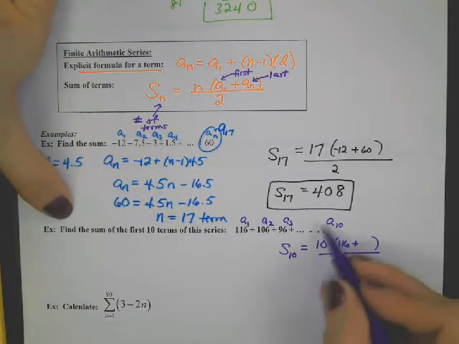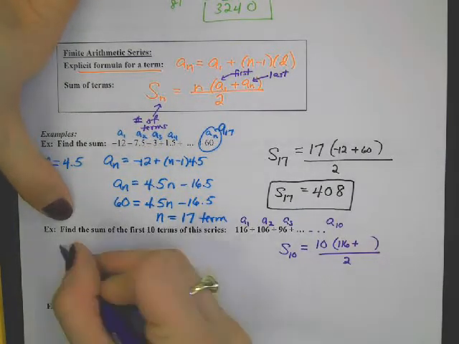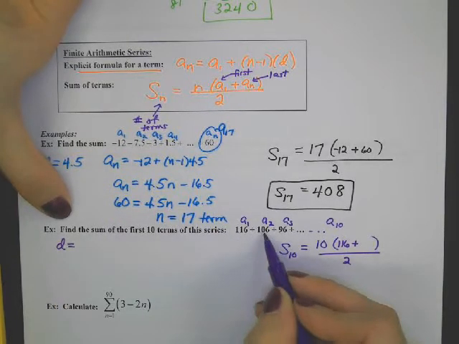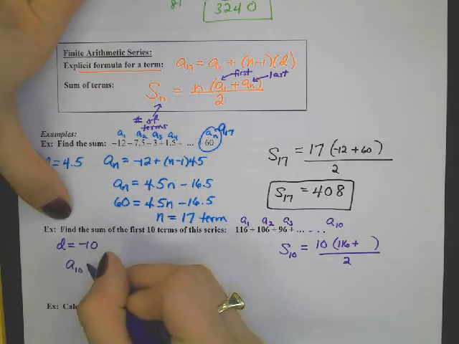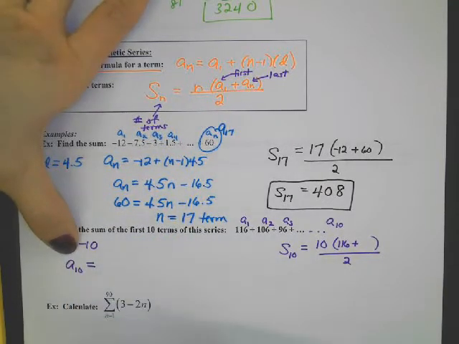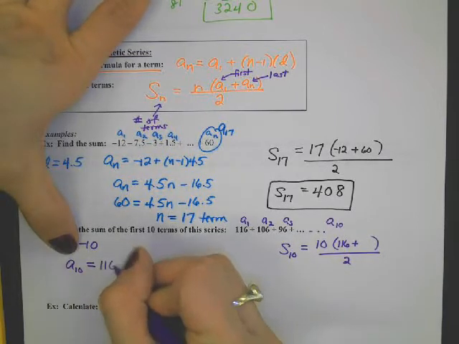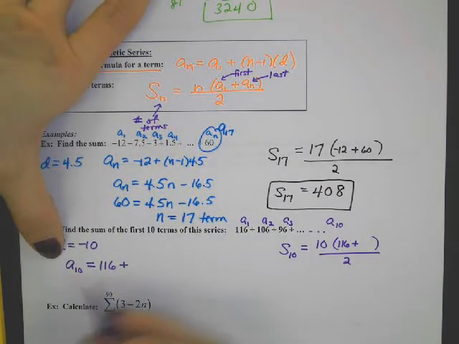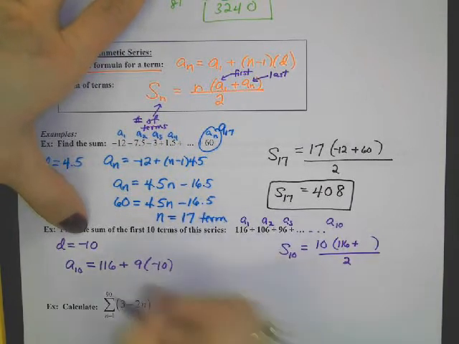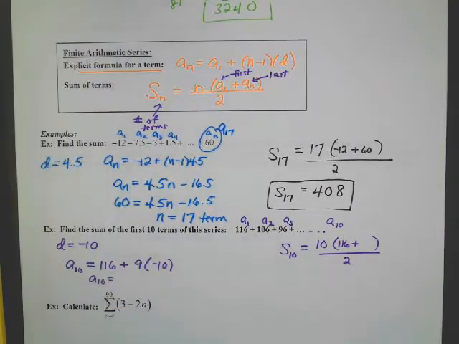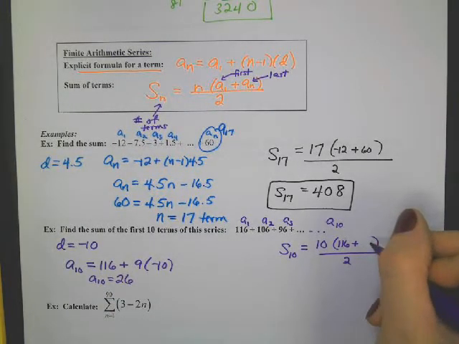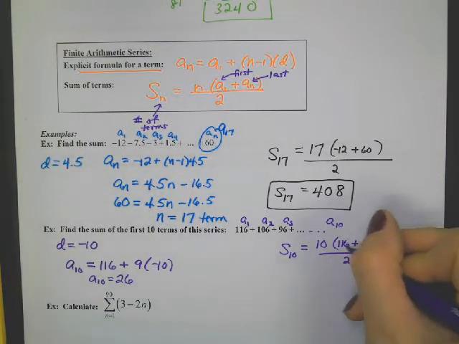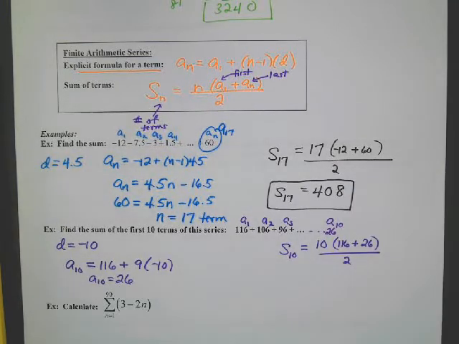Okay, let's go over here and do some work. We have to do an a sub n formula. This is arithmetic, and the d is negative 10. So a sub 10 is, how do you find a term? Start at the beginning, 116. And how many d's would you need? 9 d's. So a sub 10 is 26. Okay, now you can come back over here to your formula. So 116 is the first term. 26 is the last term.